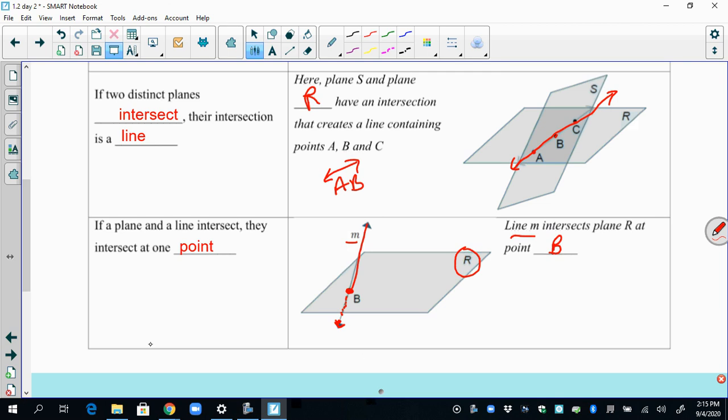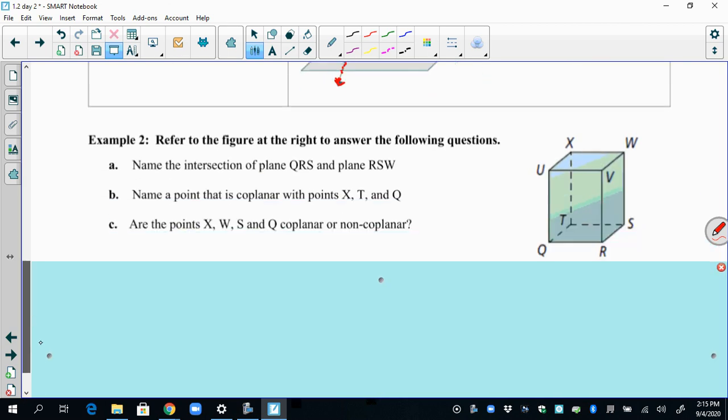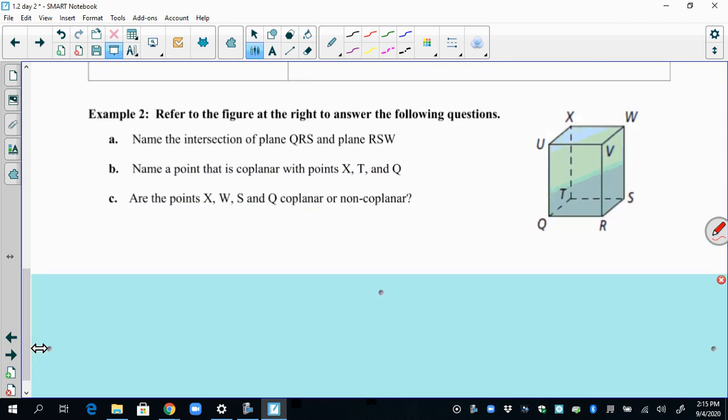Okay, let's see, go ahead and do these next examples and then come back and I'll share some correct answers with you. Refer to the figure at the right to answer the following questions. Name the intersection of plane QRS and plane RSW. Well, in the last lesson, we learned that we only need 3 letters to name a plane, but here's Q, R, and S. Well, where's the plane that contains those? It would be the bottom of the box.